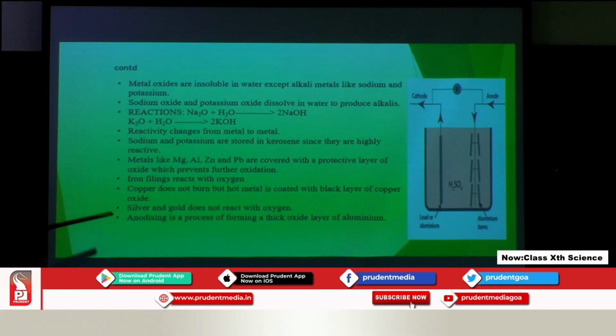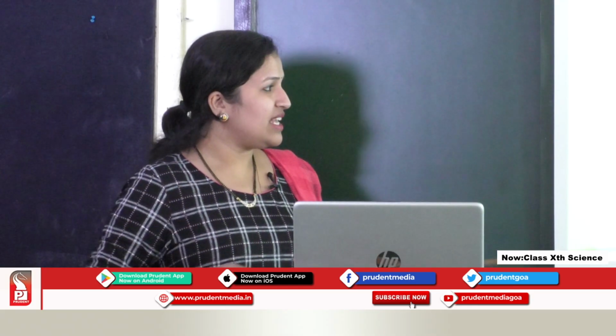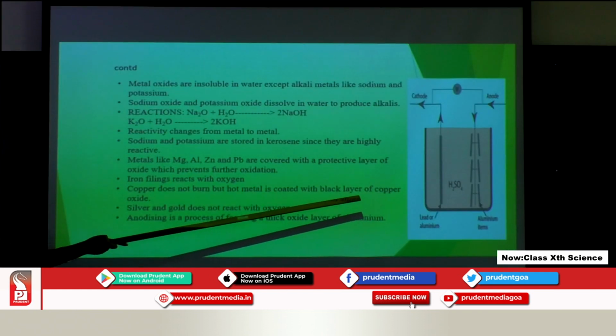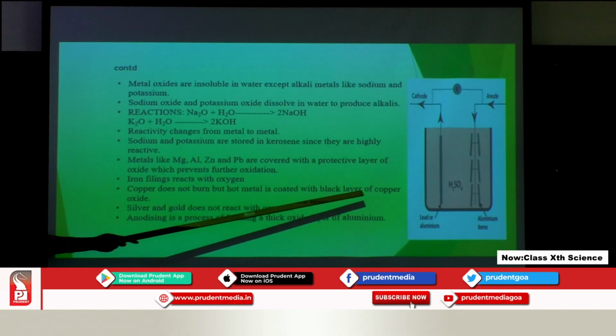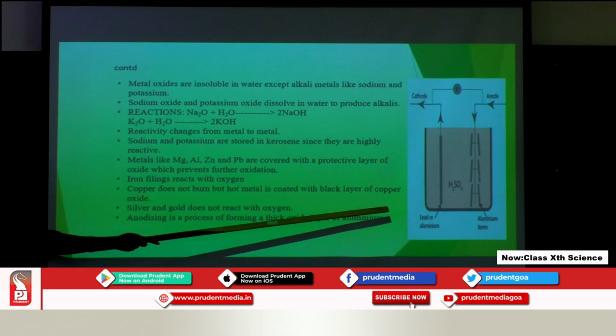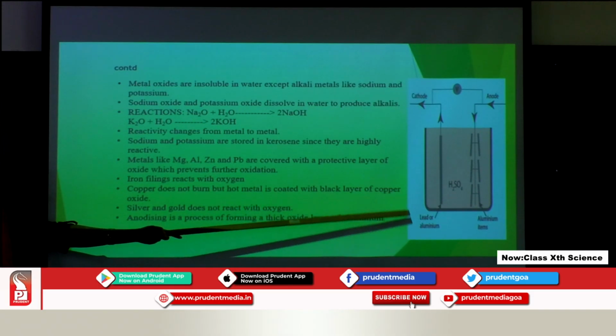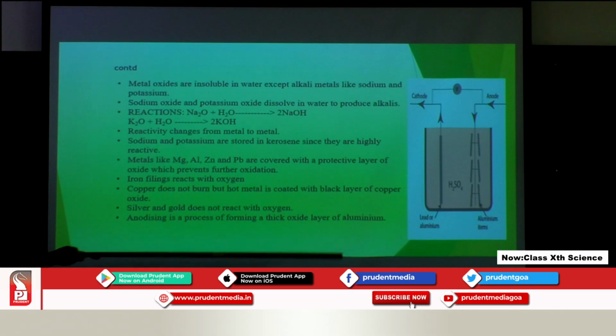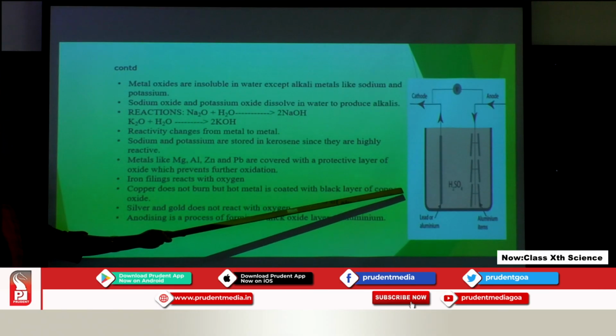Now, this process of forming a protective layer of oxide is used to give aluminium articles a decorative or attractive finish. The process of forming a thick oxide layer on aluminium is known as anodizing. What is anodizing? In anodizing, we do the same process as in electrolysis. Two electrodes are taken, one anode and one cathode. The cathode we take as aluminium, and the anode is the aluminium article which we want to give the attractive finish. We take an electrolyte, that is sulfuric acid.